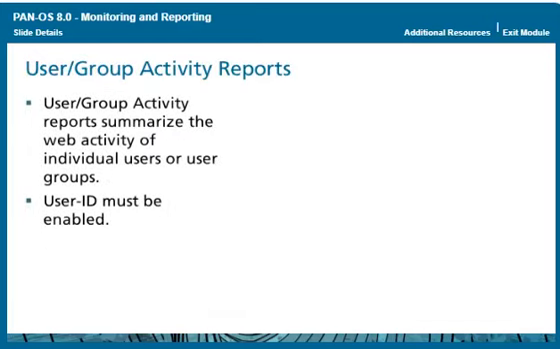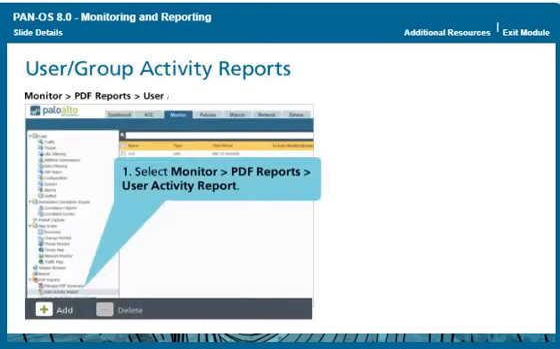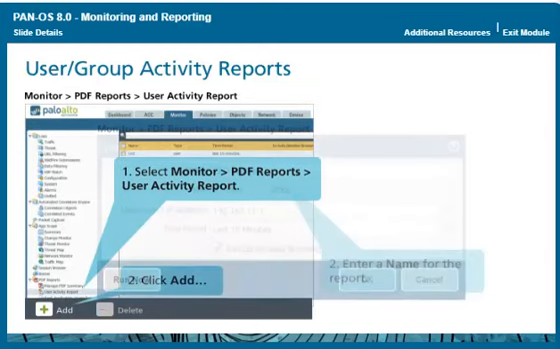A completed report can be downloaded in PDF form. Note that the user group activity reports are not saved locally on the firewall. Select Monitor, PDF Reports, User Activity Report. Click Add and then enter a name for the report.